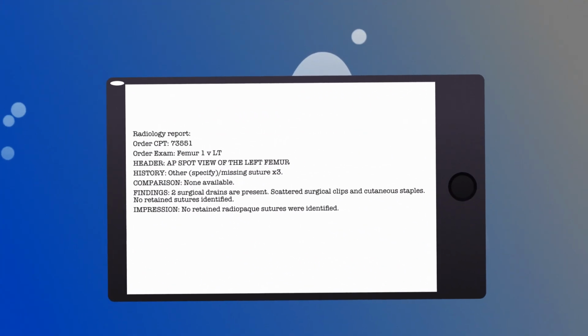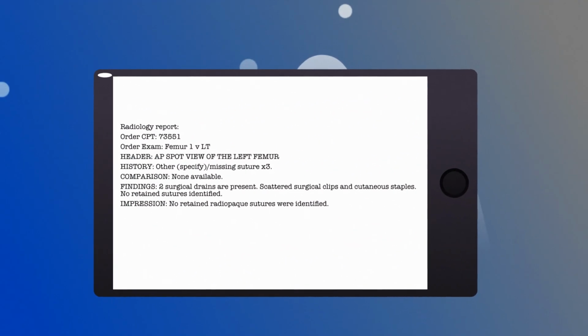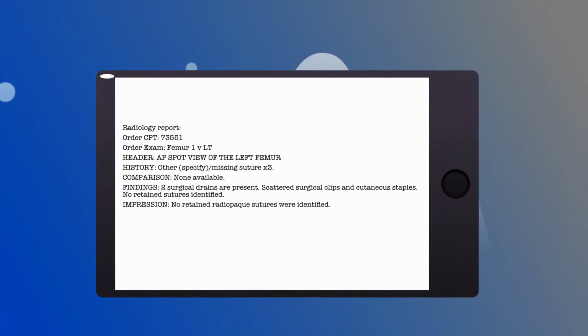Radiology report, order exam, femur 1 view left. Header: AP spot view of the left femur. History: other, specify, missing suture x3. Comparison: none available. Findings: 2 surgical drains are present. Scattered surgical clips and cutaneous staples. No retained sutures identified. Impression: no retained radiopaque sutures were identified.